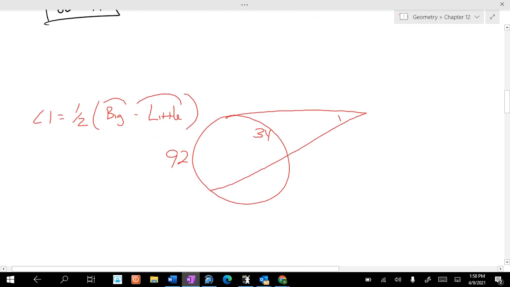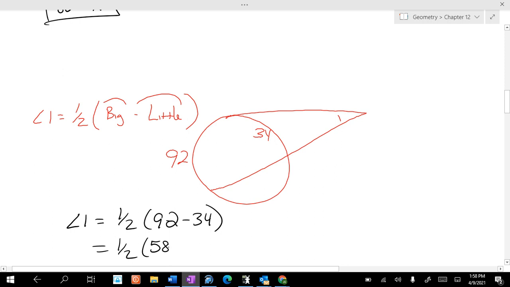Okay? The angle equals 1/2 the big minus the little. So we take 1/2 of 58, I think, which is 29 degrees.